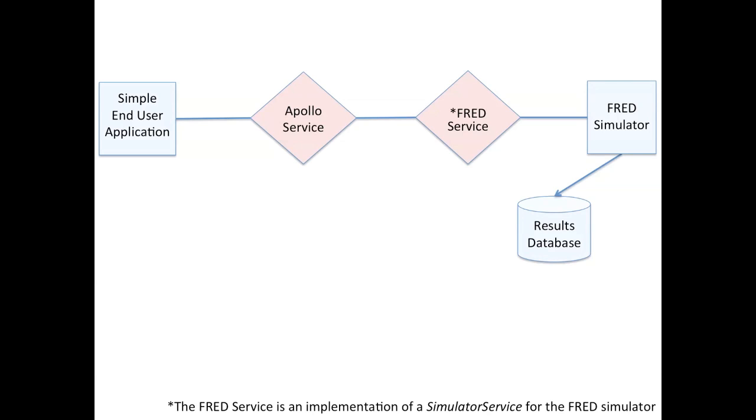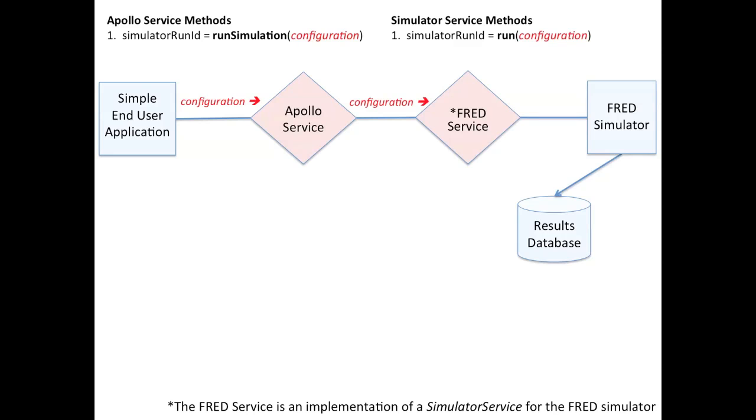To run a simulation, the end-user application invokes the run simulation method of the Apollo service with a configuration object, which includes the identity of the simulator that the user wants to run. The Apollo service then calls the run method of the named simulator web service, in this case the FRED web service, and passes the configuration object as the parameter to the run method.